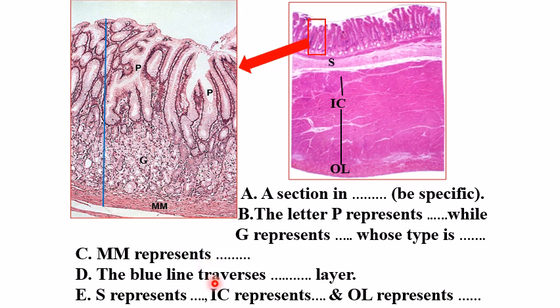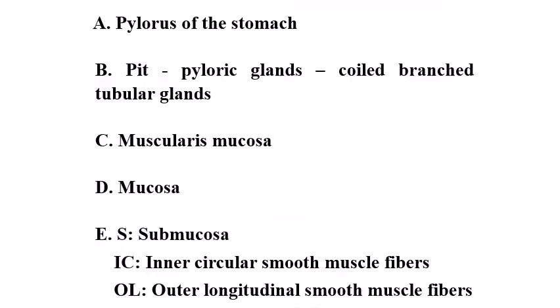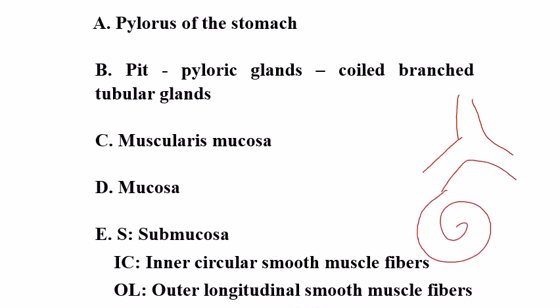The blue line is the mucosa. The S represents the submucosa. IC inner circular, OL outer longitudinal. Here, dear students, if you want to know the gland type: branched, coiled, tubular.